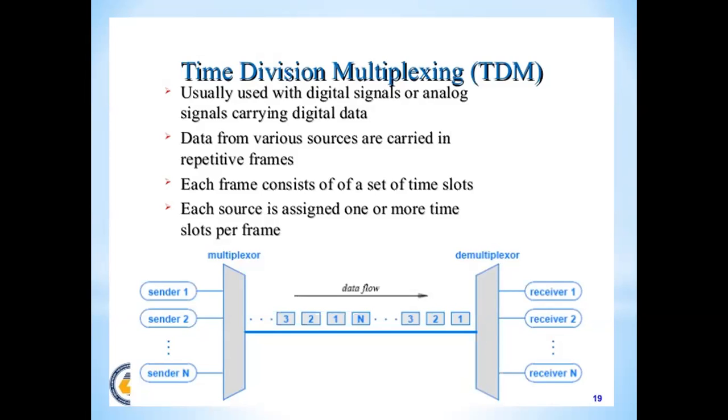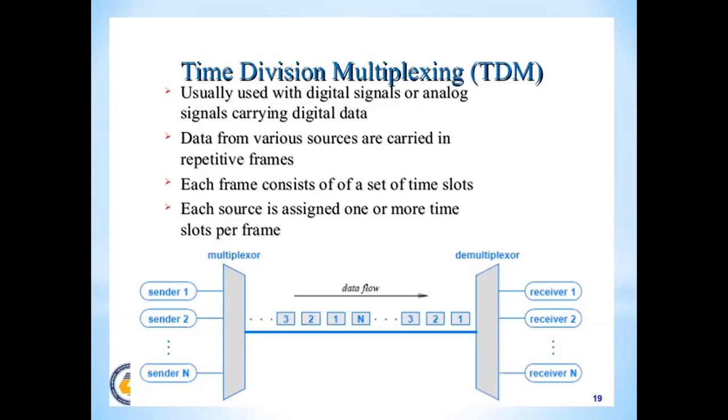The data flow of each source, that is sender 1, sender 2 or sender n, is divided into units, that is 1, 2, 3 and n. Then one unit of each source is taken and combined to form one frame. The size of each unit can be 1 bit or several bits. The frames of TDM signals are shown in the data flow in the figure.